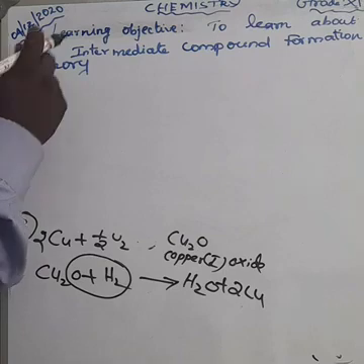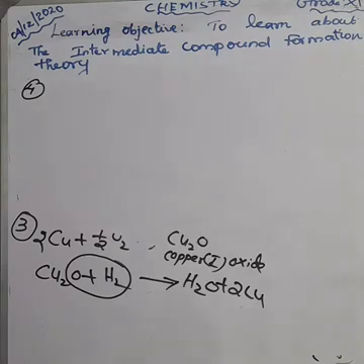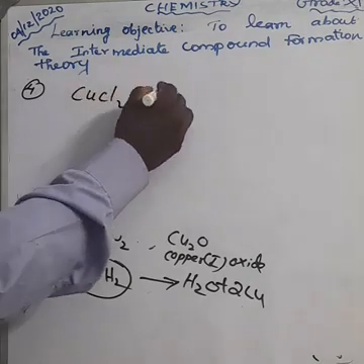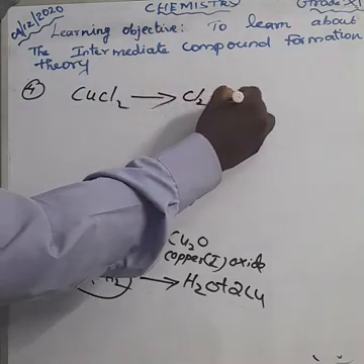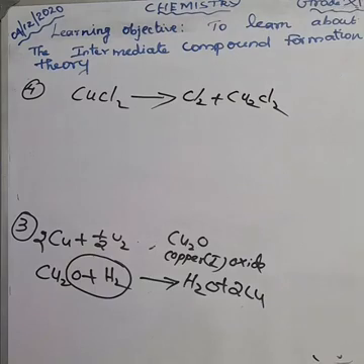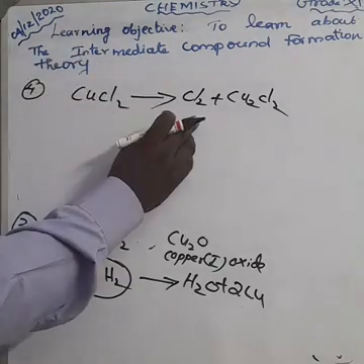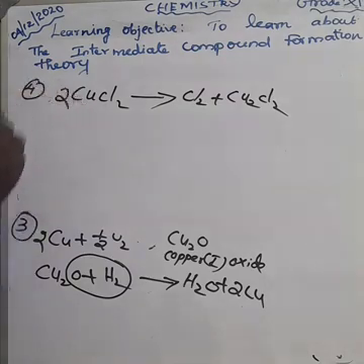What is example 4? The oxidation of HCl in the presence of CuCl2, that is copper(II) chloride. CuCl2 undergoes decomposition to form Cl2 plus Cu2Cl2. Here we should balance the equation. How much copper is there? 2 copper. Here I have only 1 copper, so make it 2 here. So how much chlorine? 4 chlorine. Now it is balanced.